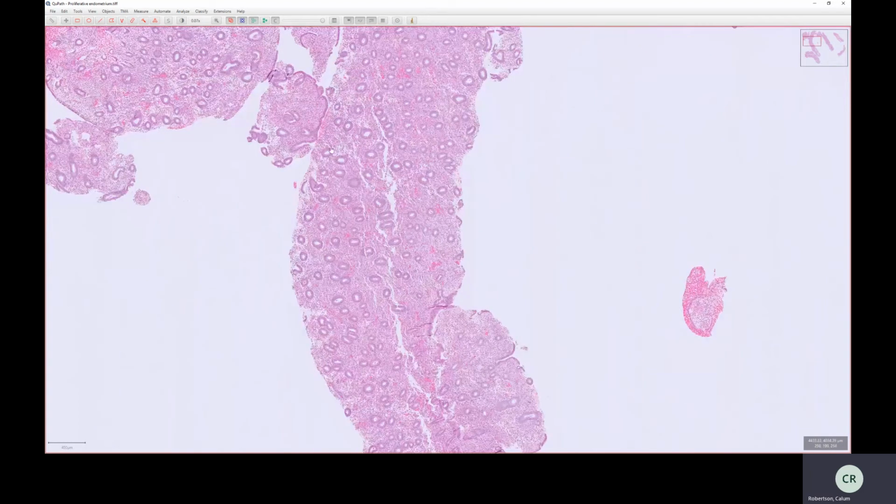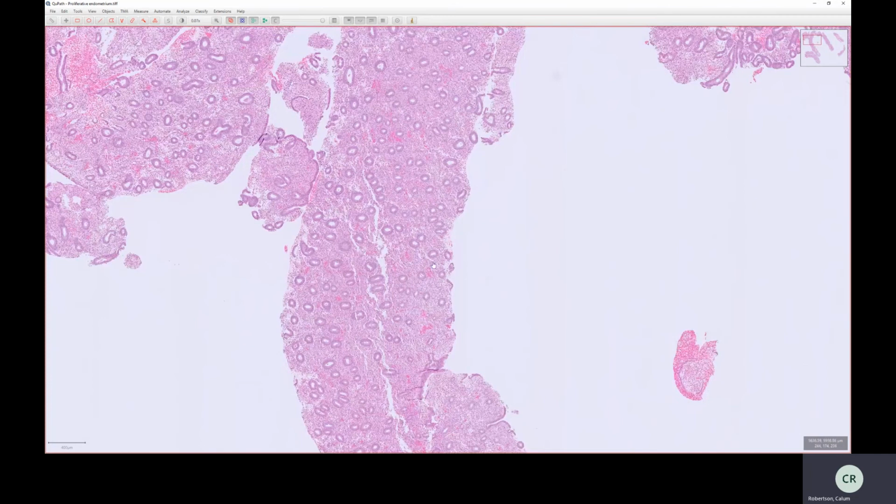But that's not what we're looking at here. Here, this is normal proliferating phase endometrium. Okay, we'll move on now to talk about secretory phase endometrium.